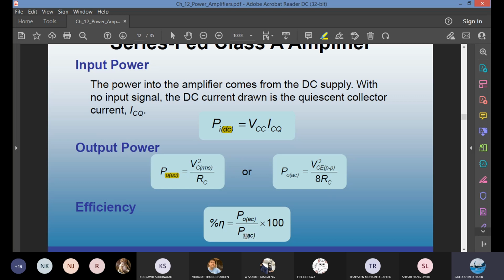Here is another wrong thing, a printing error. PI is not AC. PI is always DC. Output over input, multiply by 100. Please correct this one when you have a chance.